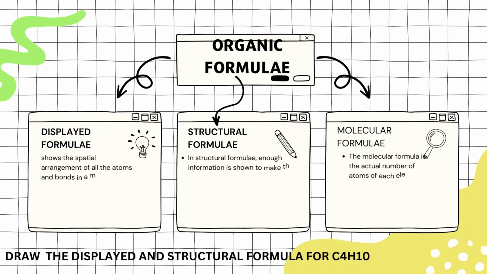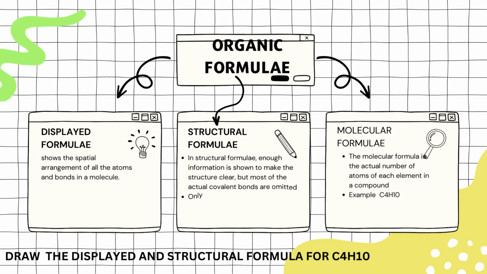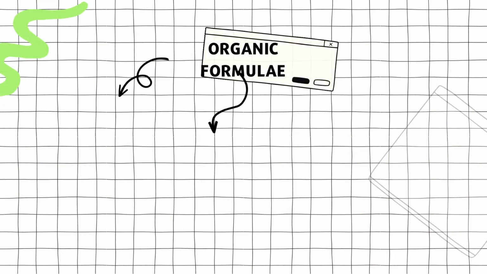Organic formulae. We have the displayed formula, which shows the spatial arrangement of all atoms and all the bonds in a molecule. Then we have the structural formulae, which gives us enough information to clearly understand the structure, but omits the actual covalent bonds and only shows us important bonds such as the double bonds and the triple bonds. Molecular formula shows us the actual number of atoms of each element in a compound, for example, C4H10.